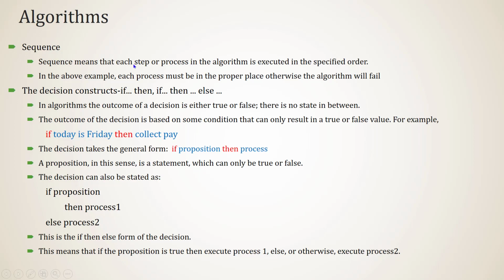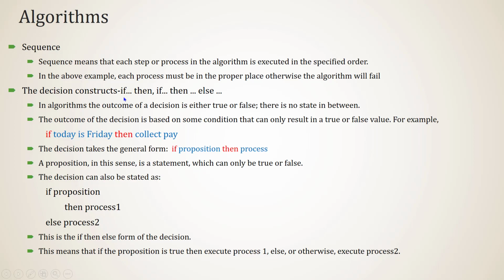Sequence means that each step or process in the algorithm is executed in the specified order. In the above example, each process must be in the proper place, otherwise the algorithm will fail. So if I place statement number 7 in place of statement number 2, we can't make the tea.